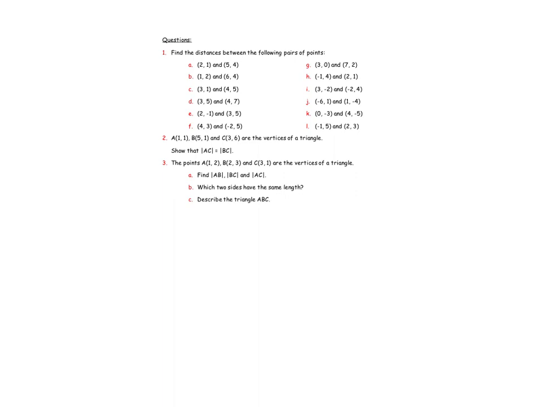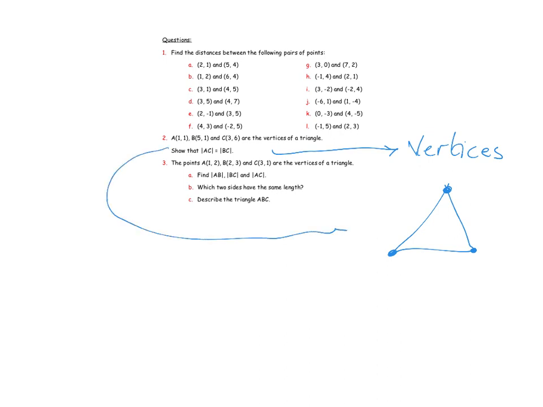Question 2 then, so A, B and C are the vertices of a triangle. So what we have here is vertices. If we draw a triangle, the vertices are the points on the triangle. So it's given us the vertices, so we should be able to plot that on a coordinate plane. We should be fine with that as well. And they want us to show that AC is equal to BC. And if this is true, the type of triangle that it is going to be is isosceles. Because an isosceles triangle is a triangle that has 2 sides and 2 angles that are the same.